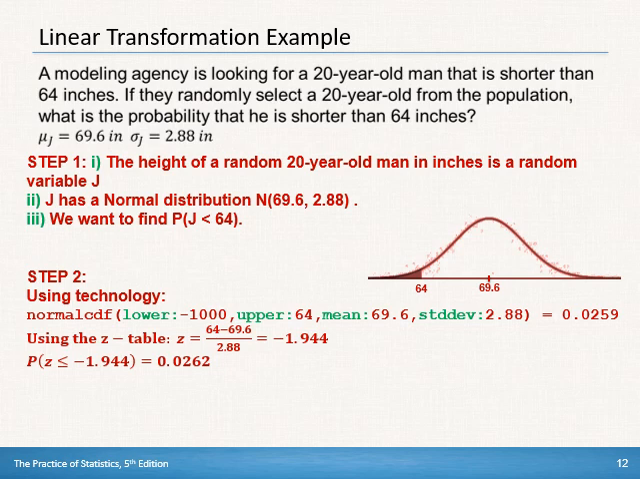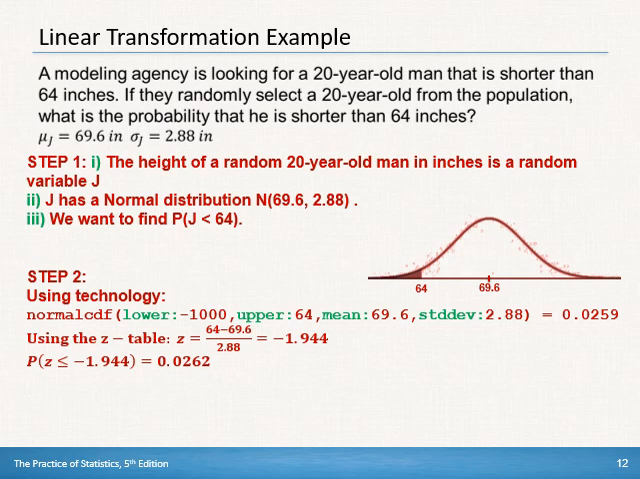All right, the lowest value: there is no real low value, because the normal curve goes on forever to the left, right? So we just want to pick a substantially low number, -1,000, -10,000, something substantially low. Even if you said -100, that would be far enough down into the tail that the area to the left of that value is so minuscule that it doesn't really matter. So often we'll use -10,000 or -1,000. The upper bound is 64, the mean 69.6, and the standard deviation 2.88.